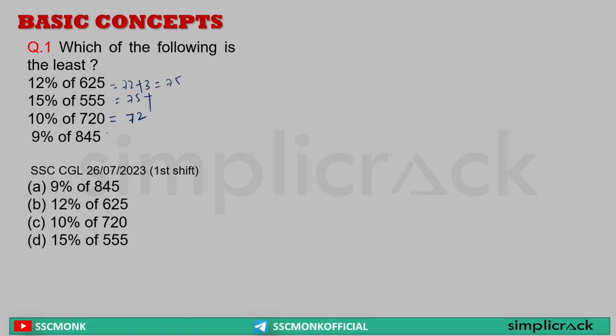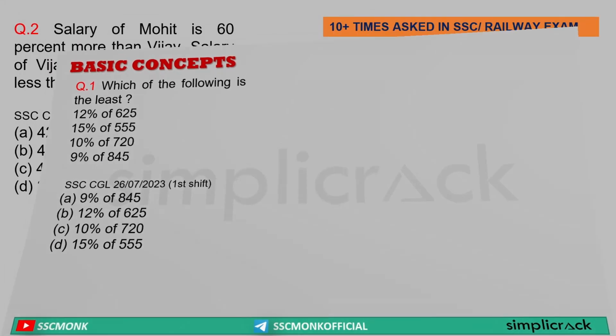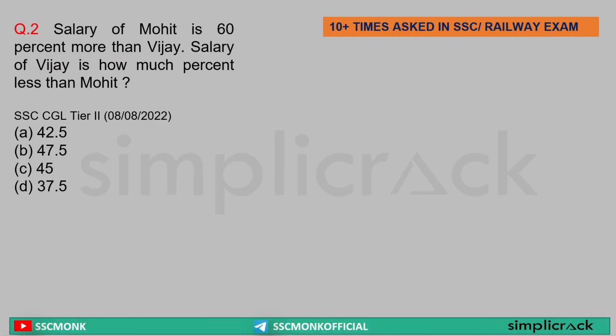Now 9% of 800 is 72, and 9% of 845 means this will be 72 plus. Common sense, we will not be using anything else over here. That means this is the smallest thing, because everything else here is more than 72. So what is the smallest one? The least one is 10% of 720. Clear? Next.